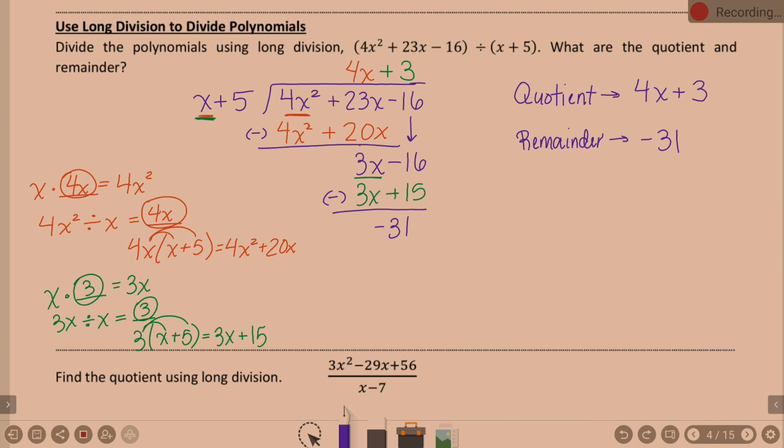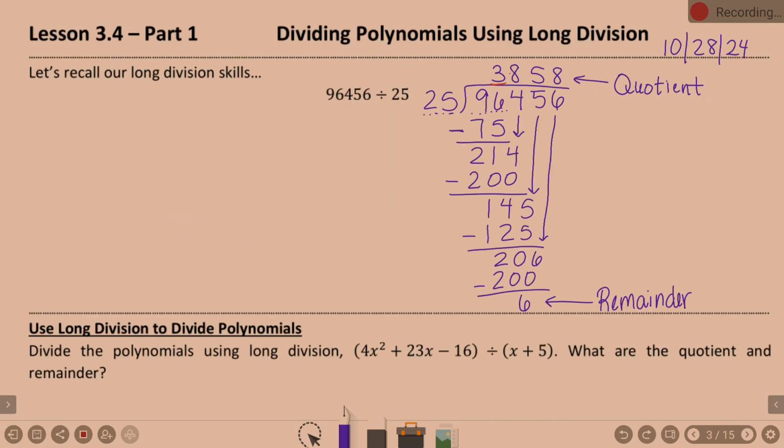And if they say divide using long division, do you remember how to express this? And I'm not talking 4x plus 3 or negative 31. Let me backtrack for a moment. Do you remember how to express this answer? Not using an R and not using a decimal. This is 3,858 and 6 over 25. Do you remember that? Remainder over the divisor. How you went for a fraction answer. It's been a few moments, right? Okay. Well, that's similar to what we're going to do here.